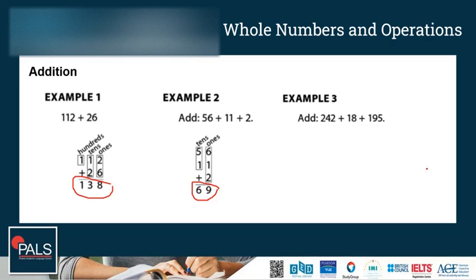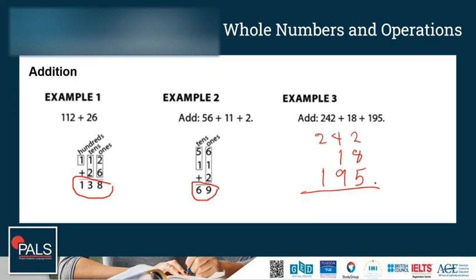Example number 3, let's do it by hand. Add 242 plus 18 plus 195. So let me write 242. Then let me write 18 next. 8 is below 2 because they have the same place value. 1 is below 4. Then for 195, 5 is in column with 2 and 8. 9 with 4, 1. And then 1 is here.